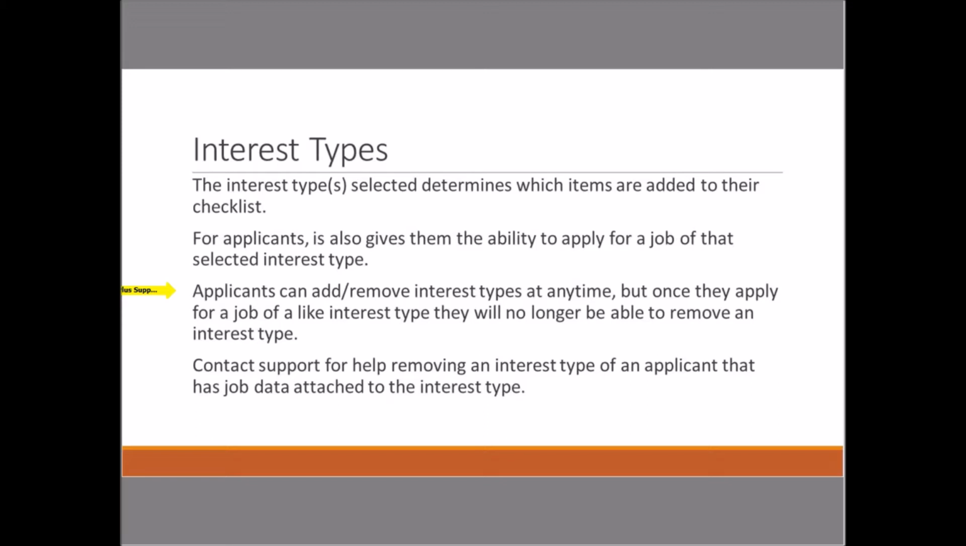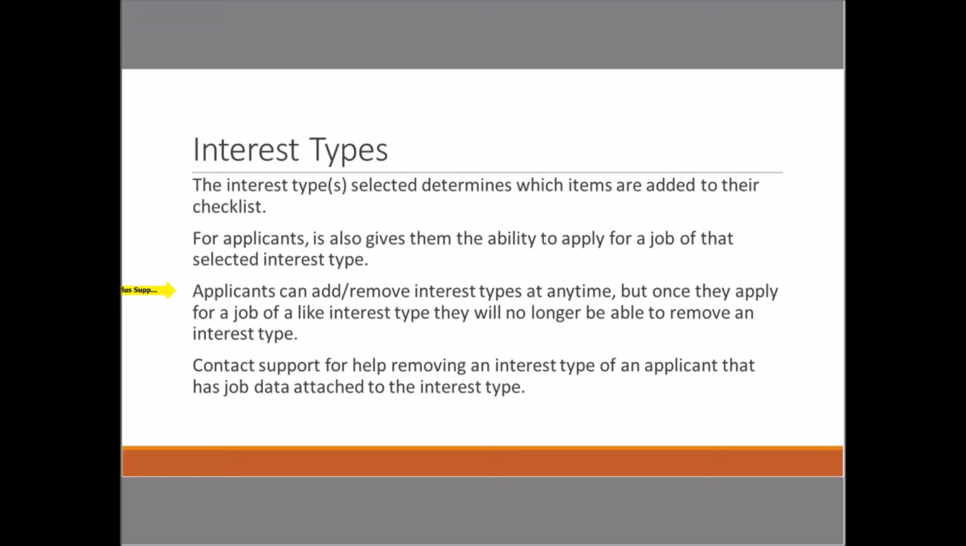But the big thing why we don't like to remove them also is if someone who is reviewing applications doesn't have that same interest type. So if I can only see classified, and an applicant goes and applies for a classified job and then asks us to remove it, that supervisor is not going to see that person's name on the list because they don't match.